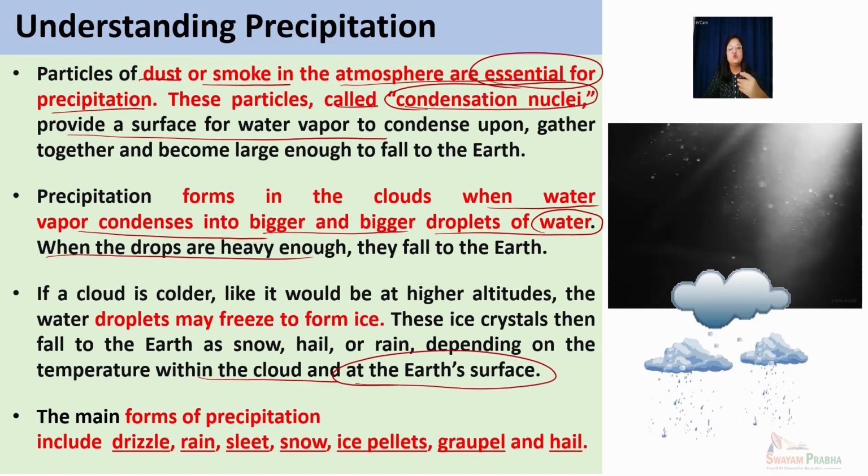And while falling also, when they cross various layers of the atmosphere, the temperature in those layers also affects the forms of precipitation. So the main forms of precipitation include drizzle, rain, sleet, snow, ice pellets, graupels, and hails, etc. So we will discuss one by one now what are these various forms of precipitation.